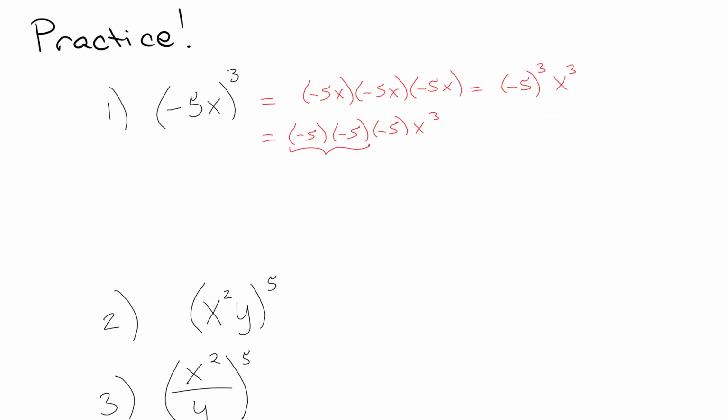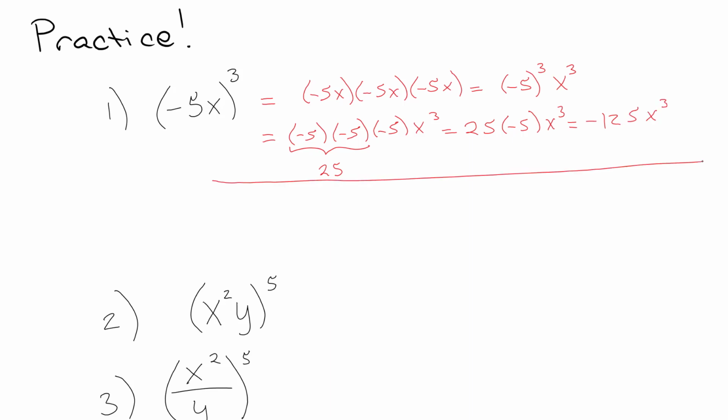So I've got -5 times -5, which is +25, times -5 is going to be -125. So you could have done it like that. Alternatively, if you were applying the rule as we have it, then you could go -5 cubed times x cubed. So that's, again, going to be -125 x cubed.